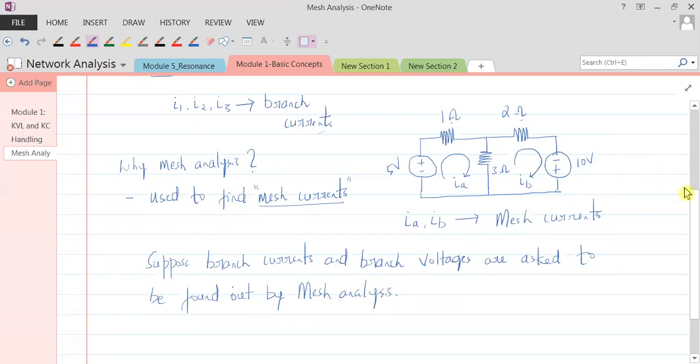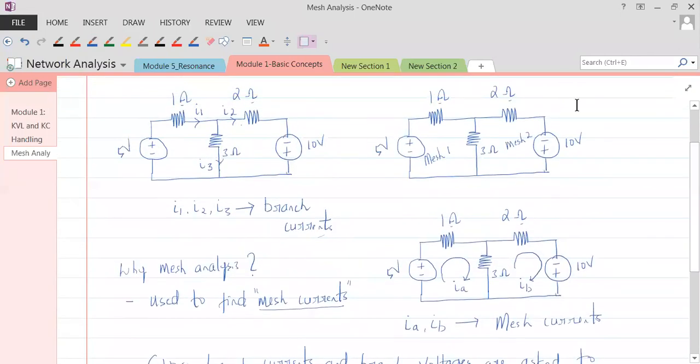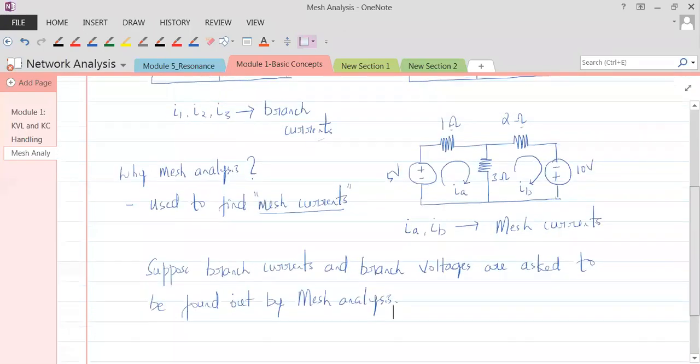Everybody understand this? Okay, now what they're asking is, suppose they ask us to find out the branch currents and branch voltages. See here we have marked branch currents, right? Suppose they ask us to find I1, I2, I3 by mesh analysis. So there is no way we can find I1, I2, I3 directly in mesh analysis. In mesh analysis, whatever they ask, the very first thing that we do is finding out the mesh currents, though they are not asked. Get this point? So we find out the mesh currents first, then these branch currents and branch voltages are expressed in terms of the mesh currents.